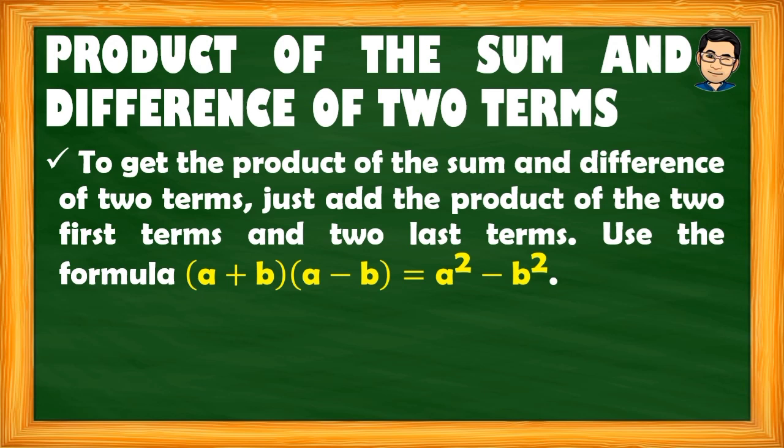So ang gagawin lang natin dito is imumultiply natin yung dalawang first terms. So a times a, that is a squared. And then, mumultiply natin yung dalawang last terms. So b times negative b. So that is negative b squared. So our answer will be a squared minus b squared. So i-add lang natin yon, kaya ganyan yung sagot.